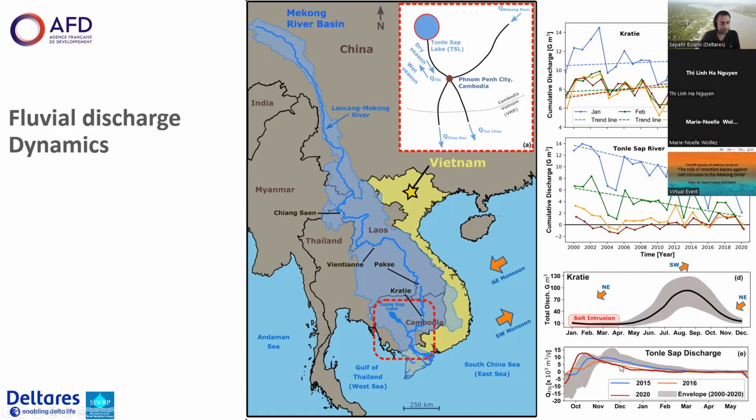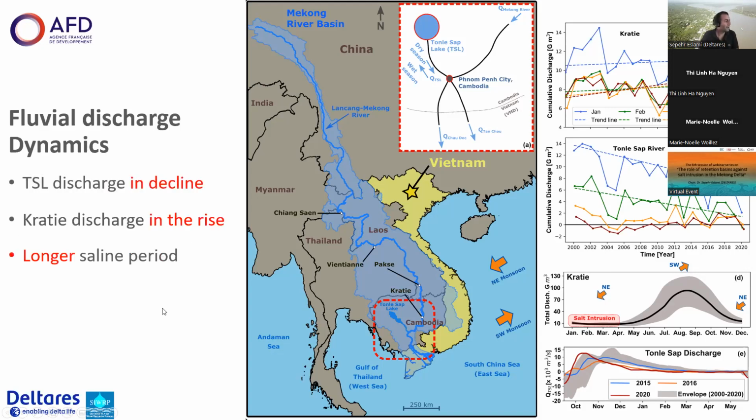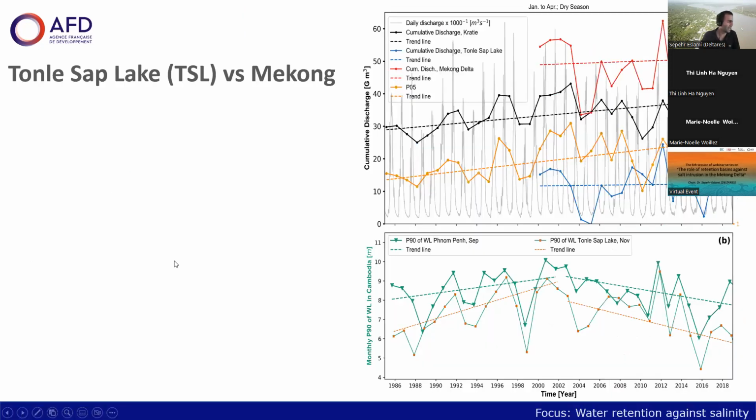In fact, already towards mid December and January, the lake has been drained. So this basically means that the Tonle Sap Lake plays a very important role when it comes to freshwater supply and combating salt intrusion in the delta. And this impact from the Tonle Sap Lake results in longer saline periods in the delta and is another source of vulnerability for the Mekong Delta.